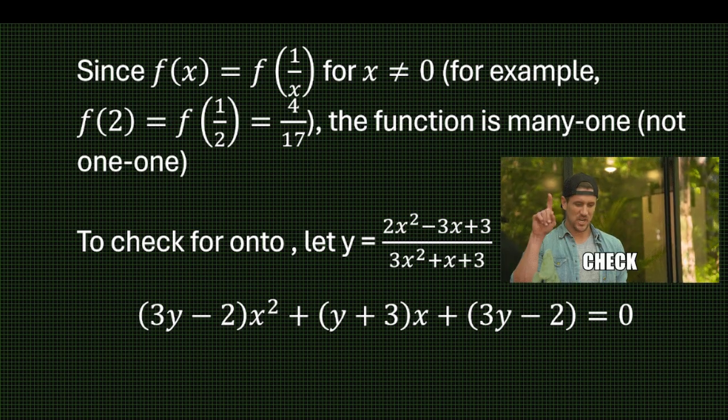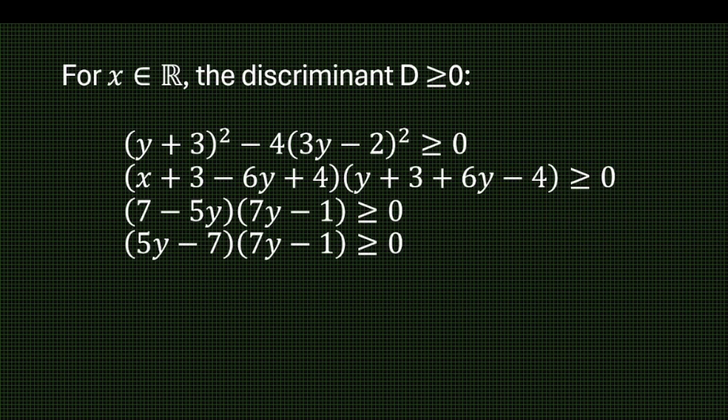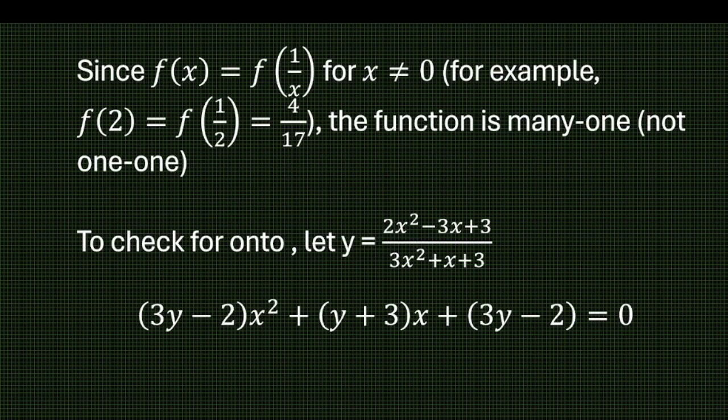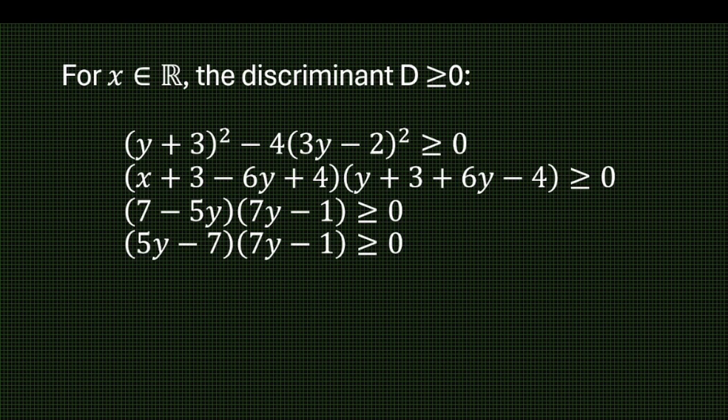Now, to check the onto condition, we can check for x belongs to real numbers, which means for all of the domain the discriminant D is greater than or equal to 0. I made a quadratic equation in terms of x. So the discriminant of this quadratic equation is (y + 3)² − 4(3y − 2)², which is greater than or equal to 0.